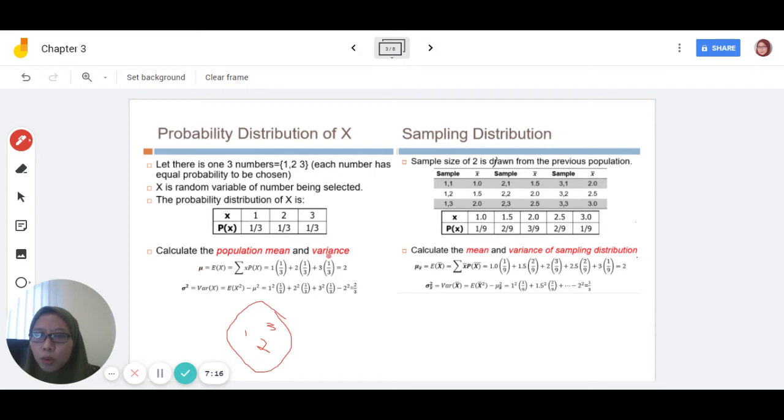Another one is the population variance. You can calculate the population variance as the variance of X equals the expected value of X squared minus the mean squared. Then we substitute the values and we get 2 over 3.